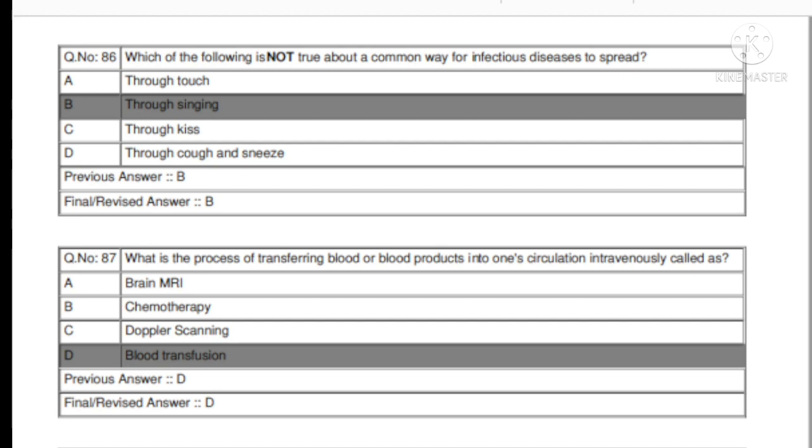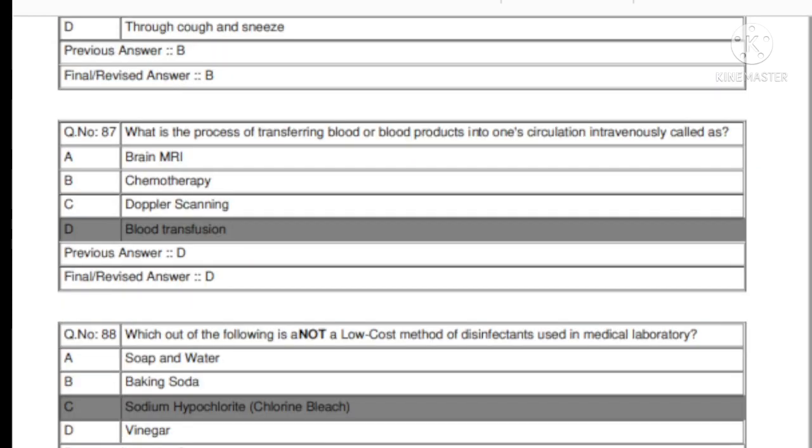By touching, infectious diseases can spread, so we will eliminate A. Through kiss, we know that it can spread. Through cough or sneeze, it can spread. Through singing, it cannot spread. So B is the answer.